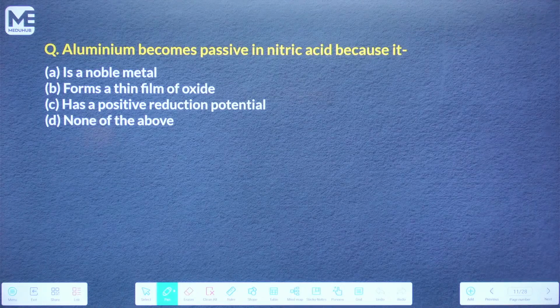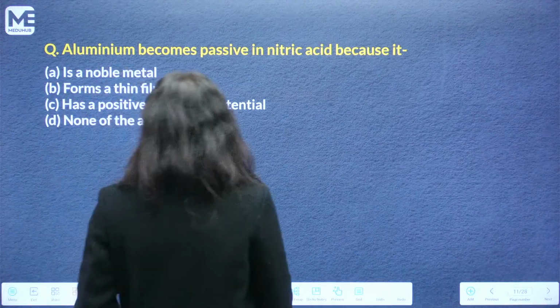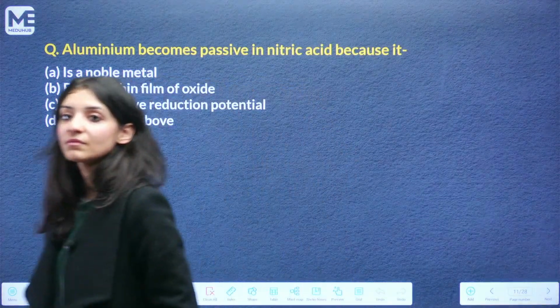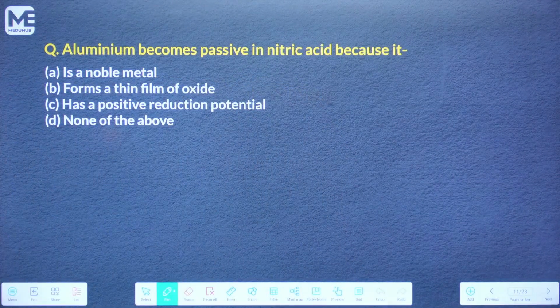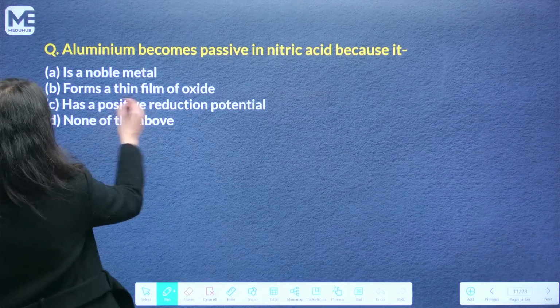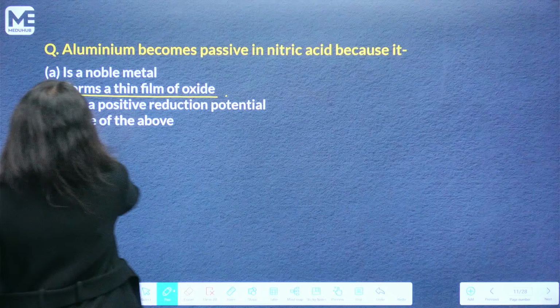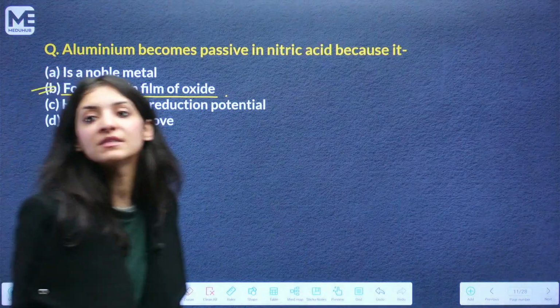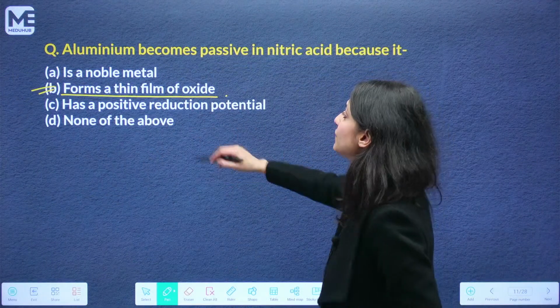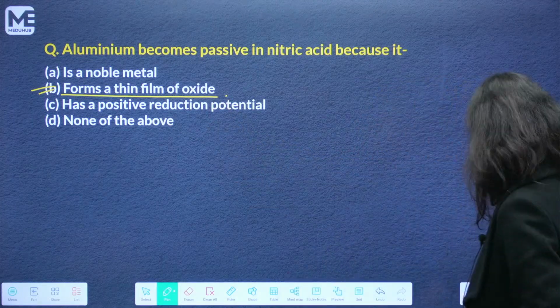Can I have an answer? No, it is not C. It becomes passive in nitric acid because it forms a thin film of oxide. Nitric acid is an oxidizing agent. Yes, the answer is B. It forms a thin film of oxide.